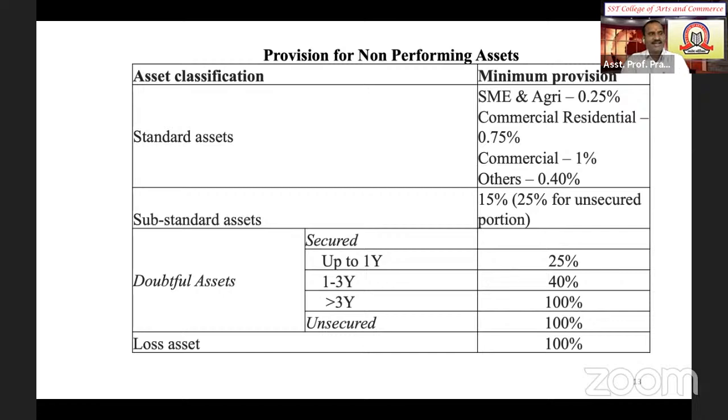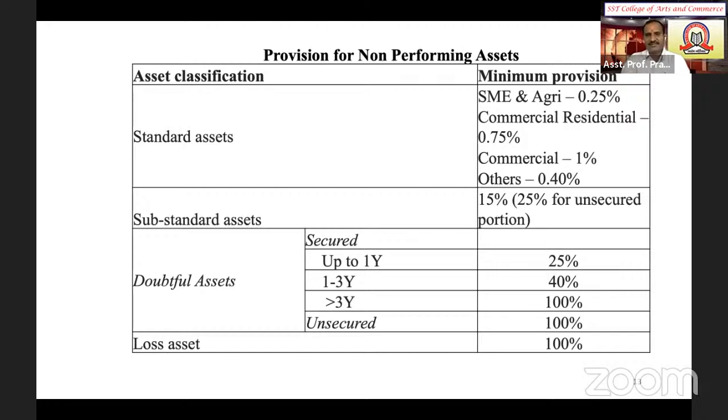Regarding standard assets, for small and medium enterprises and agriculture, we calculate 0.25%. For commercial real estate, residential purpose, we calculate 0.75%. For commercial purpose, 1%. And for others, we calculate 0.40%. In substandard assets, if the portion is secured, we calculate 15% provision, and if the portion is unsecured, we calculate 25%.